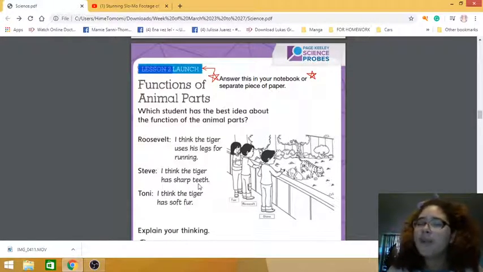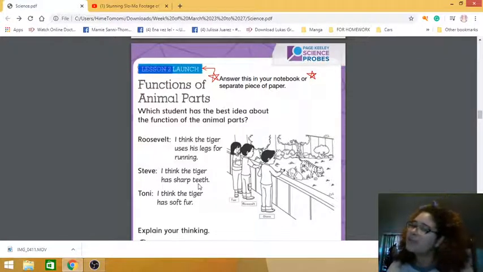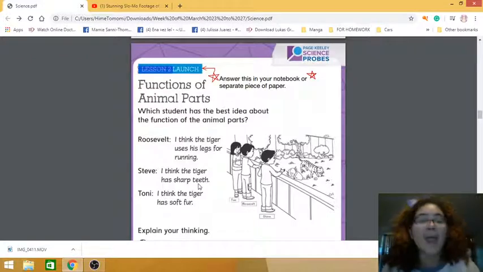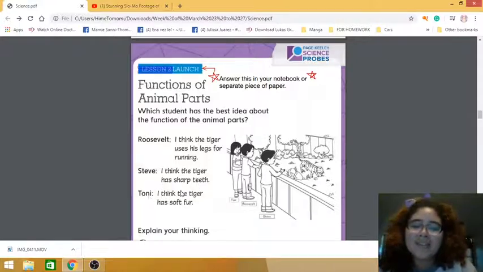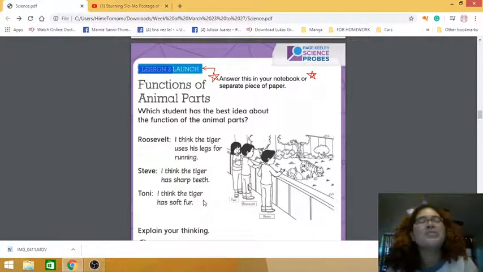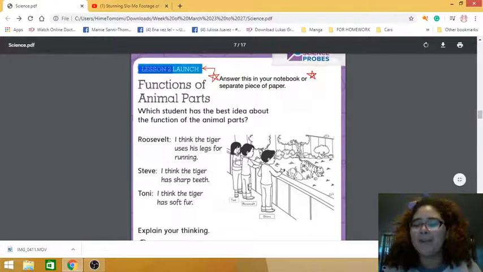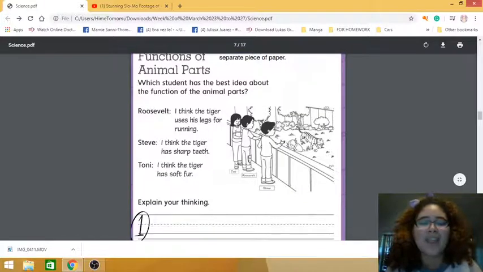Does a tiger have sharp teeth? I'm pretty sure you guys know if that's true or not. I know I had a few people who just love tigers and have told me quite a bit about it. And then Tony tells us, I think the tiger has soft fur. Soft fur. So what type of animal could a tiger be? I'm pretty sure you guys already figured that out. And you're going to tell me, which student has the best idea about the function of animal parts?